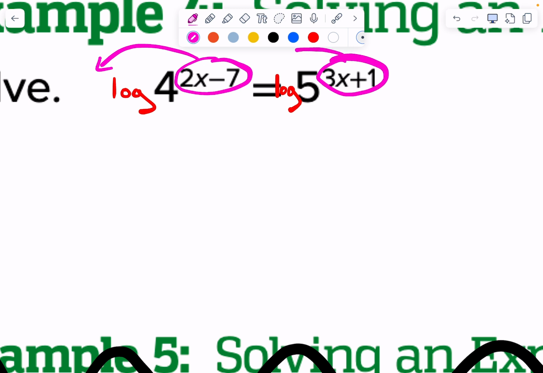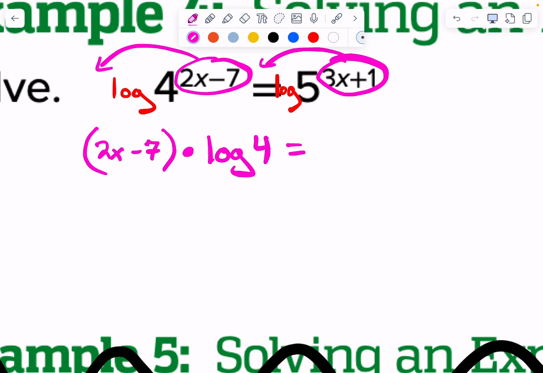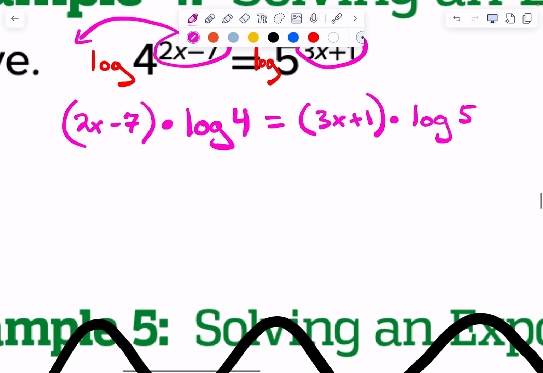Because they're like binomials, two pieces, I'm going to do parentheses. So 2x minus 7 comes down in front times log 4, equals, parentheses, 3x plus 1 times log 5. Now it's all on one playing field, and it's going to be kind of gross. Now what? Simplify the logs.